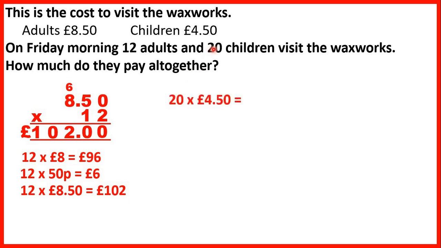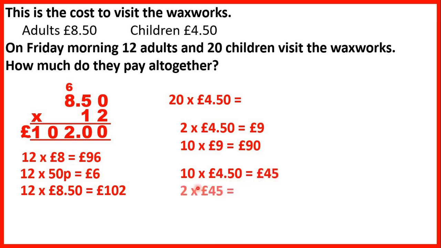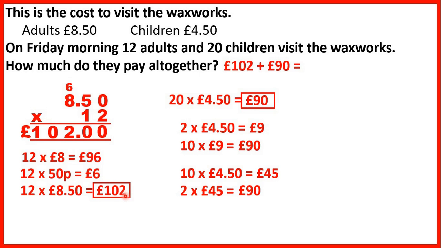So now, to work out how much the children pay, we need to work out 20 times £4.50. To do that, we could first work out 2 times £4.50, so that's £9, and then multiply our answer by 10, because if we multiply by 2 and then 10, that's the same as multiplying by 20. Or we could multiply by 10 and then by 2 and get the same answer. So that's £90. So the adults pay £102, the children pay £90. So that's £192 altogether.